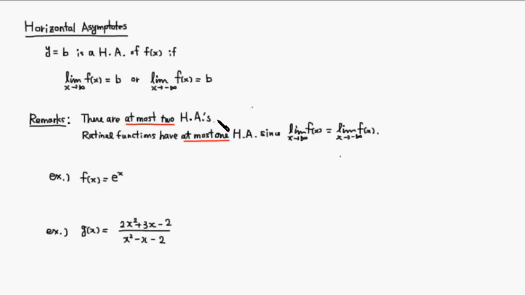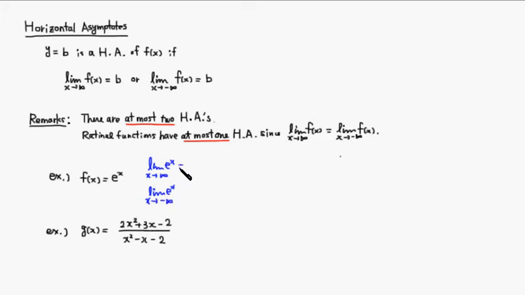Right. So let's look at an example. Let's find a horizontal asymptote of e to the x. So we're going to have to take the limit of e to the x as x approaches positive infinity, and we should also do that with negative infinity, because this is not a rational function, so we have to check both.